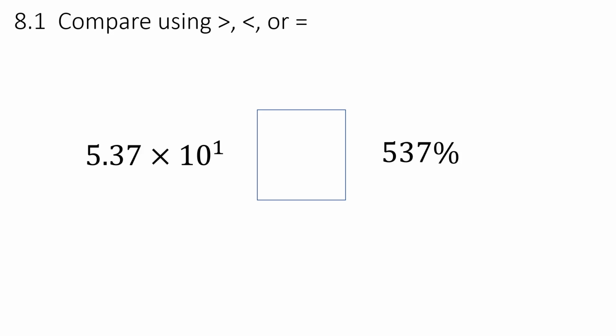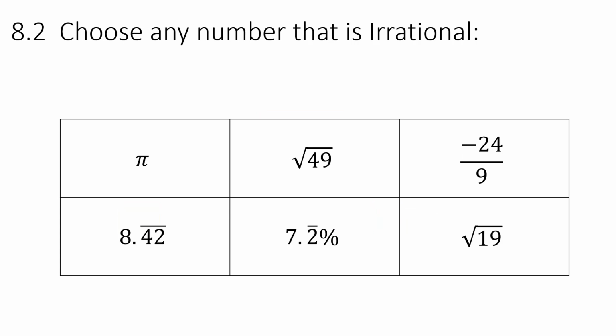If you take the one on the left and work it out, it becomes 53.7. If you take your percentage and make it into a decimal, you're going to get 5 37/100ths. Just by looking at the whole numbers, you see that it's greater. Moving on. Any number that's irrational.